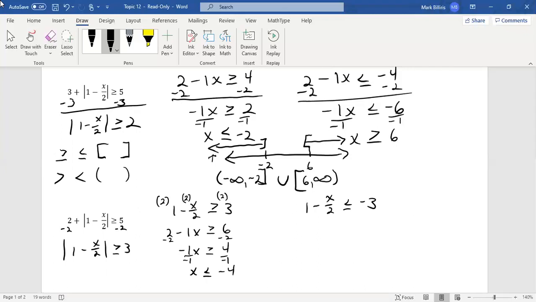For my second inequality, again, I want to clear the fraction by multiplying through by the LCD. So this gives me 2 minus 1x is less than or equal to -6. So I'm going to subtract 2 from both sides. So this gives me -1x is less than or equal to -8. So dividing by a negative again, I change the direction of my inequality symbol, and -8 divided by -1 is +8.